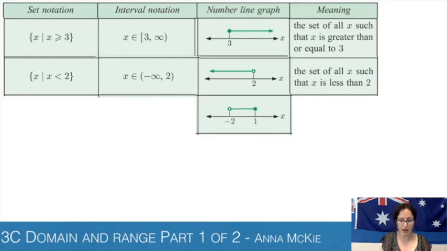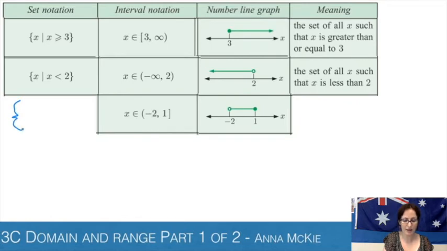This one, think about your interval notation. So X belongs to the set. Think about your types of brackets, round on the left and square on the right, separated by a comma, -2 and 1. There we are. And the set notation, so that curly bracket, and X belongs to the set between -2 and 1.